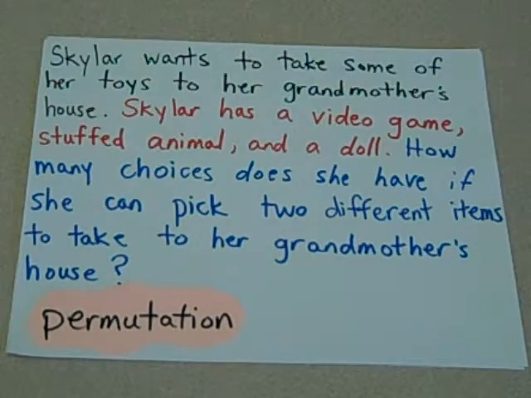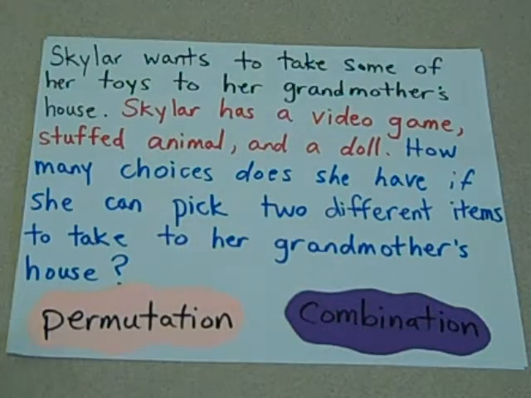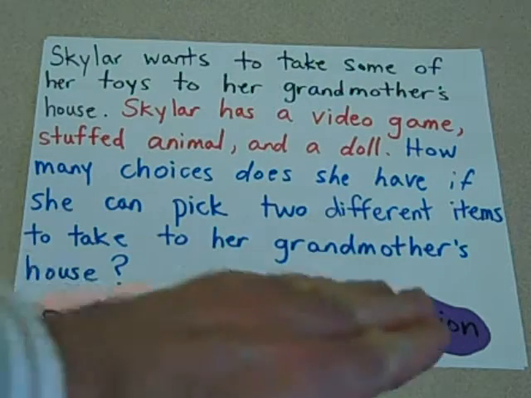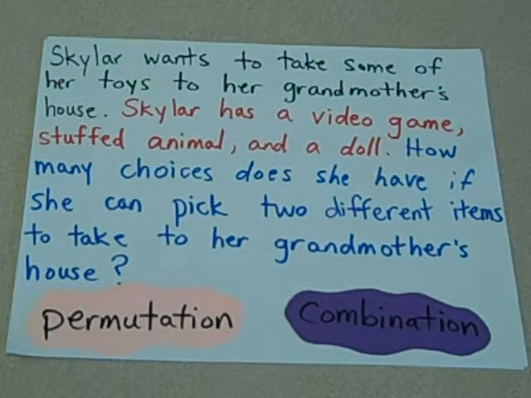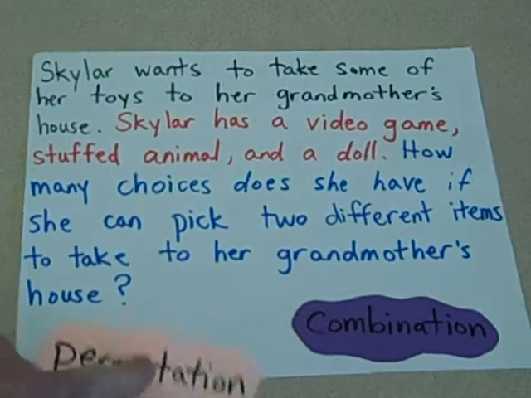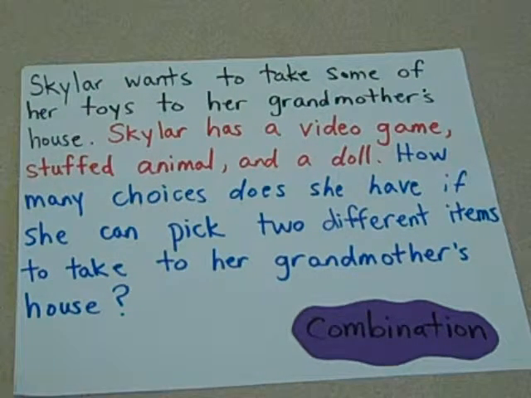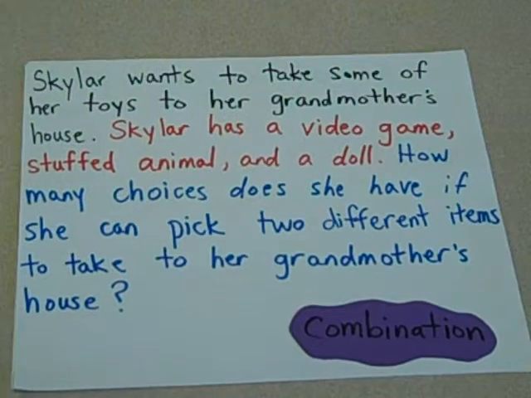So is this permutation or combination? Permutation, order matters. Combination, order does not matter. What do you think? If you chose combination, that would be correct. It doesn't matter which toy or object is chosen first. You know, apple and banana or banana and apple, I still have the same 2 pieces of fruit. So this would be a combination. So go ahead and pause and show your work.